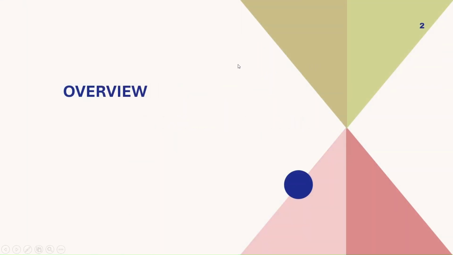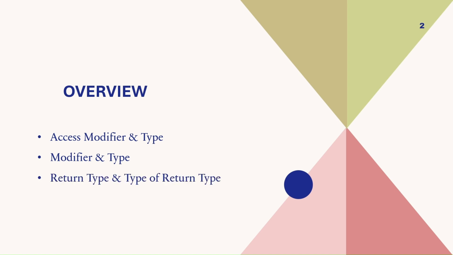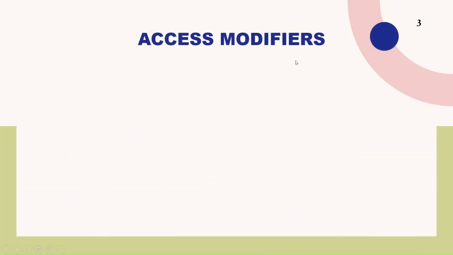So the first one is what are the things we learned in this video. The overview is access modifier and types of access modifier, modifiers and types of modifiers in Java, return type and type of return type. And also we learned the word void is a keyword in Java. How its role in the method we'll discuss later. So let's explore one by one.